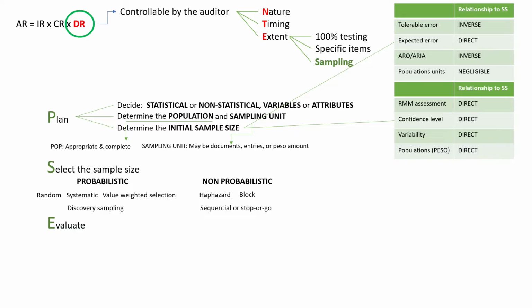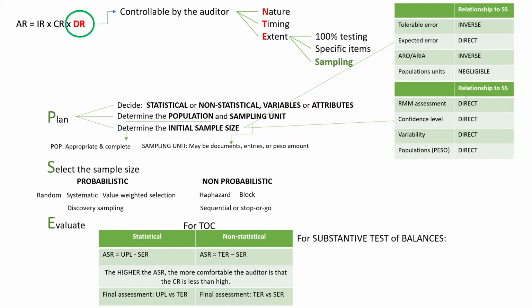And then finally, we talk about evaluating the results. In the case of evaluating the results, it will again differ whether you are using statistical or non-statistical. In the case of statistical sampling, the allowance for sampling risk for test of controls, so ASR is allowance for sampling risk, is simply computed as the upper precision limit versus the sample exception rate. Now, I hope at this point we're able to imagine the sample exception rate. That's simply the number of deviations divided by the sample size. So if, for example, you have 100 as the sample size and 2 deviations, so 2 over 100, that will be 2% sample exception rate.